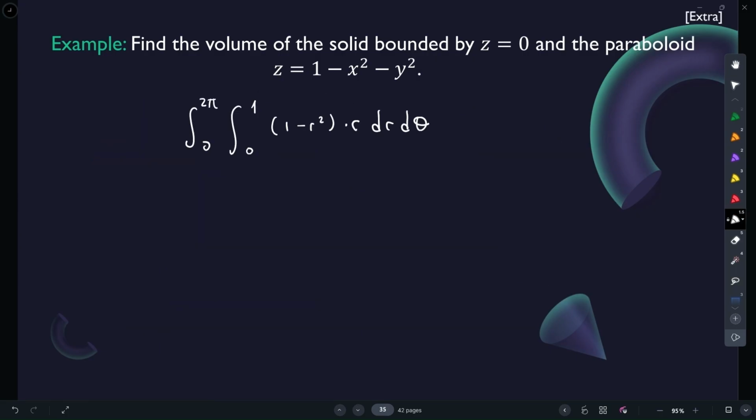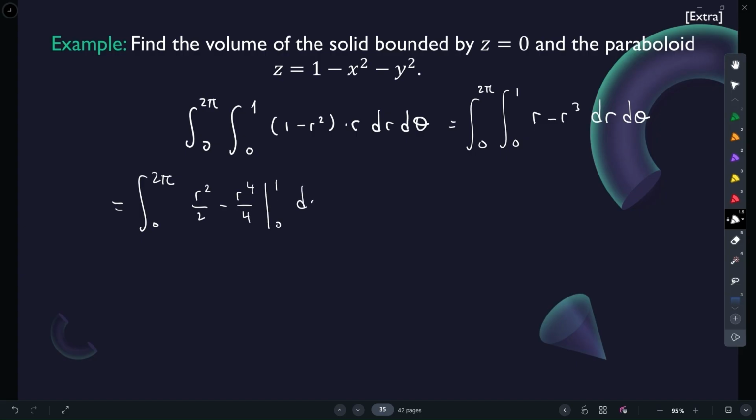So we are trying to do this integral, the integral from 0 to 2 pi, the integral from 0 to 1. Distribute the r, and I get r minus r cubed dr d theta. The integral of r is r squared divided by 2. The integral of r cubed is r to the 4 divided by 4, between 0 and 1, d theta. At 1, that will be a half minus a fourth, and at 0 it is just 0. And a half minus a fourth is just a fourth.